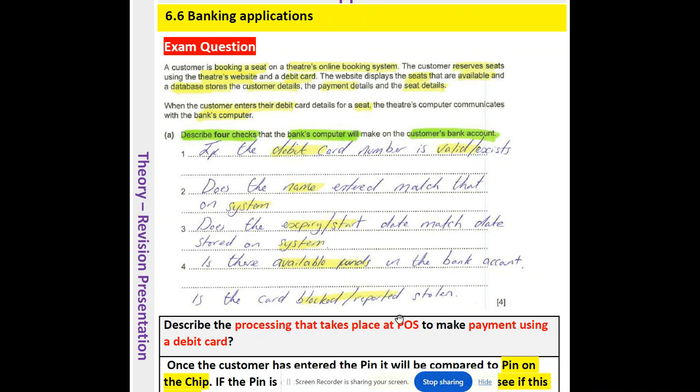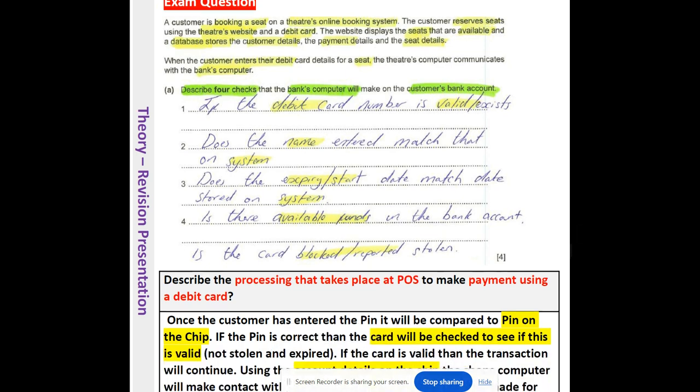Obviously, if it's blocked or reported stolen, you can't use it. If you don't have funds, then you can't make the payments. If the card has been expired or doesn't match up on the system, then we can't really use it. And obviously, if you're entering an incorrect name, you're not going to be able to use the same card.